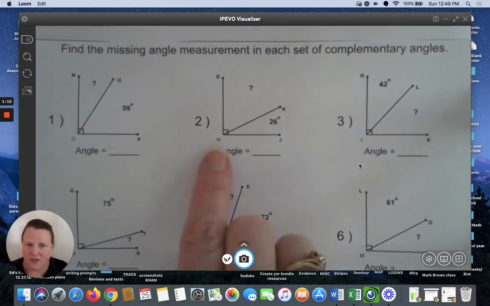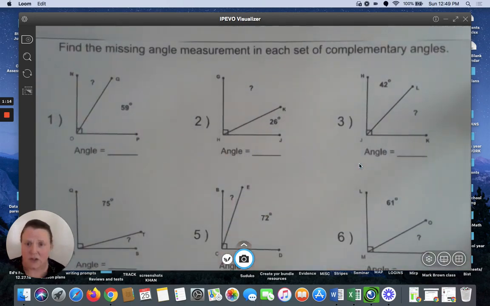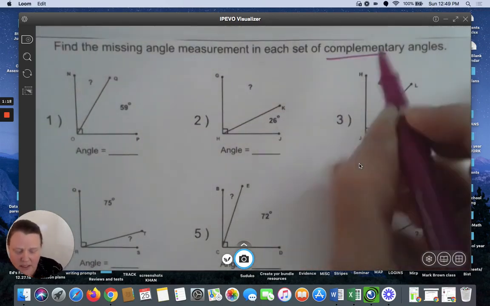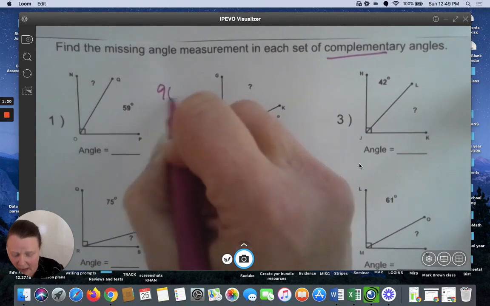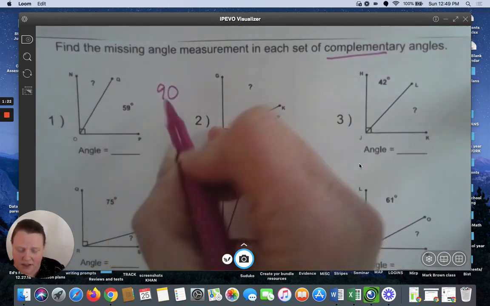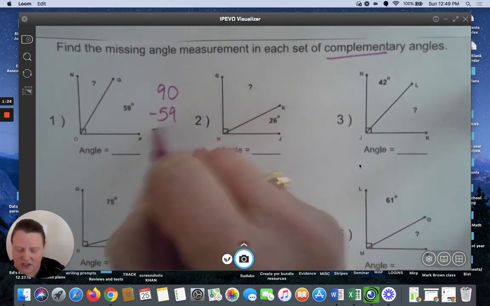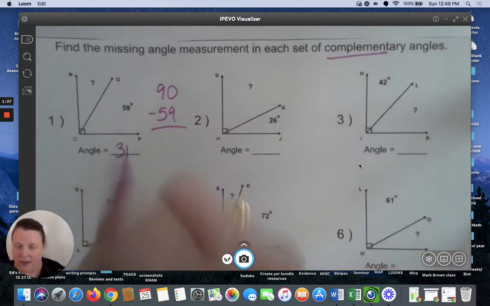And so you can see how they've drawn the little right angles in there. And so these are super simple. All you've got to do is remember the vocabulary word. If complementary is 90 degrees, then you're going to take 90 degrees and subtract 59 degrees from that, and then you're going to write your answer down.